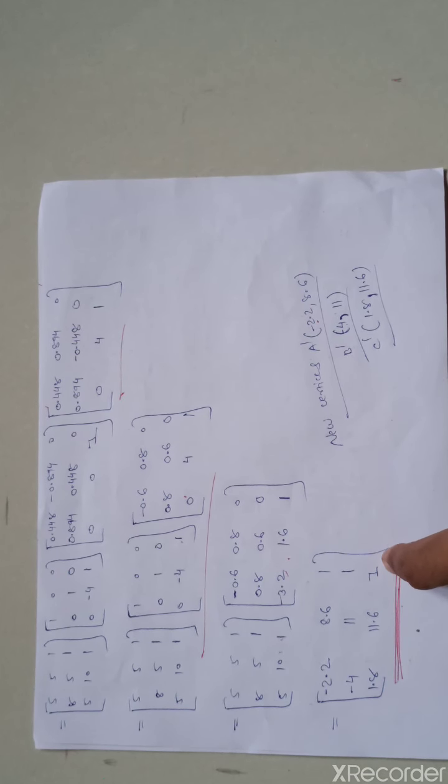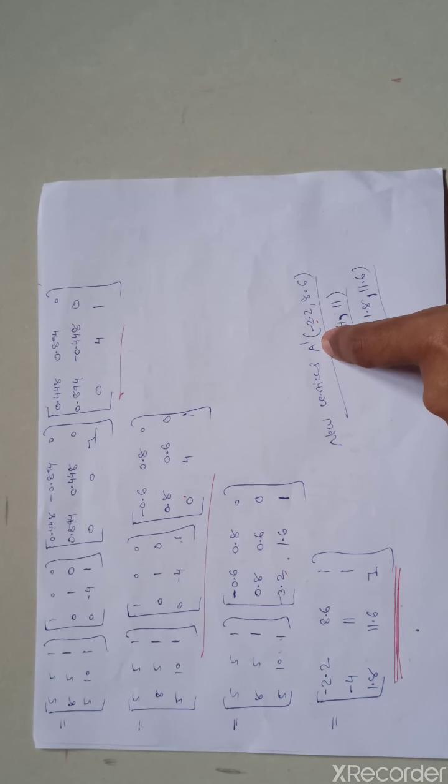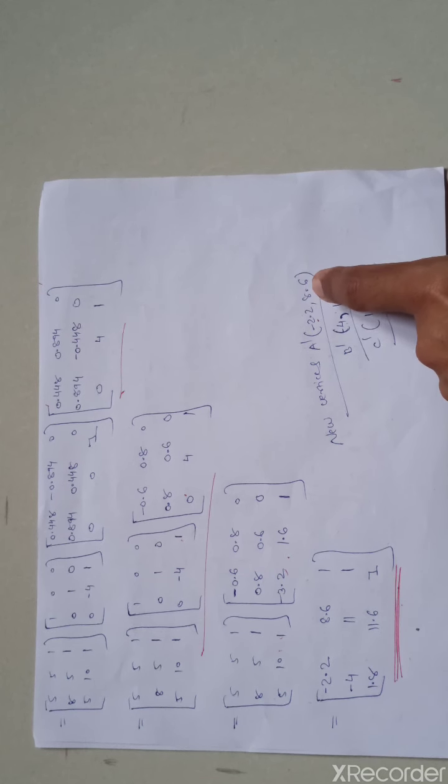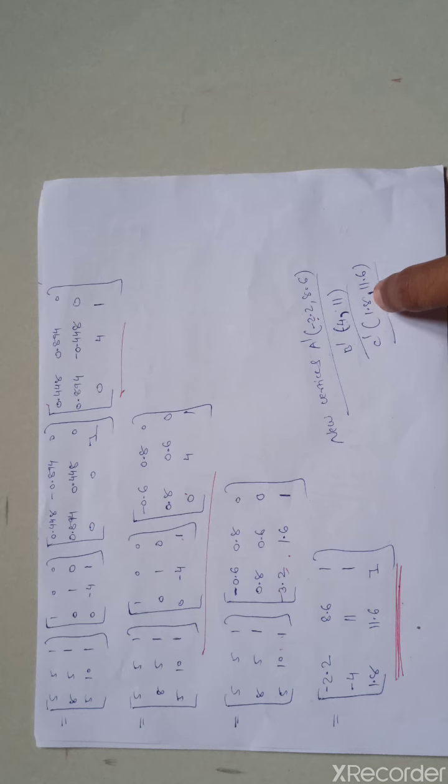So we say that our final position after the mirror or reflection is given by A dash is equal to minus 2.2, 8.6; B dash is minus 4, 11; C dash is 1.8, 11.6.